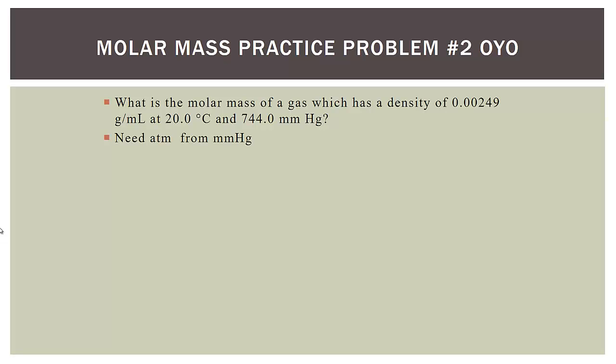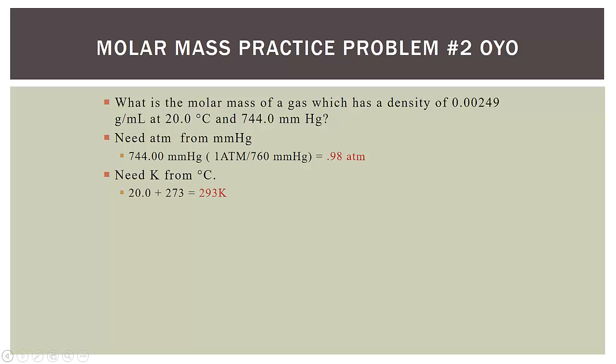The weird part about this is it gives us our pressure in millimeters of mercury. So we're going to have to do a little conversion to atmospheres. And if you remember, 1 atmosphere is equal to 760 millimeters of mercury. So when we do that conversion, we end up with 0.98 atmospheres. So now that we have that, it's pretty easy. I'm asking for molar mass, okay? But the other problem is we got temperature in Celsius, not Kelvin, so we add 273 to that and end up with that. So the density, sorry for the typo there, is in grams per milliliter.